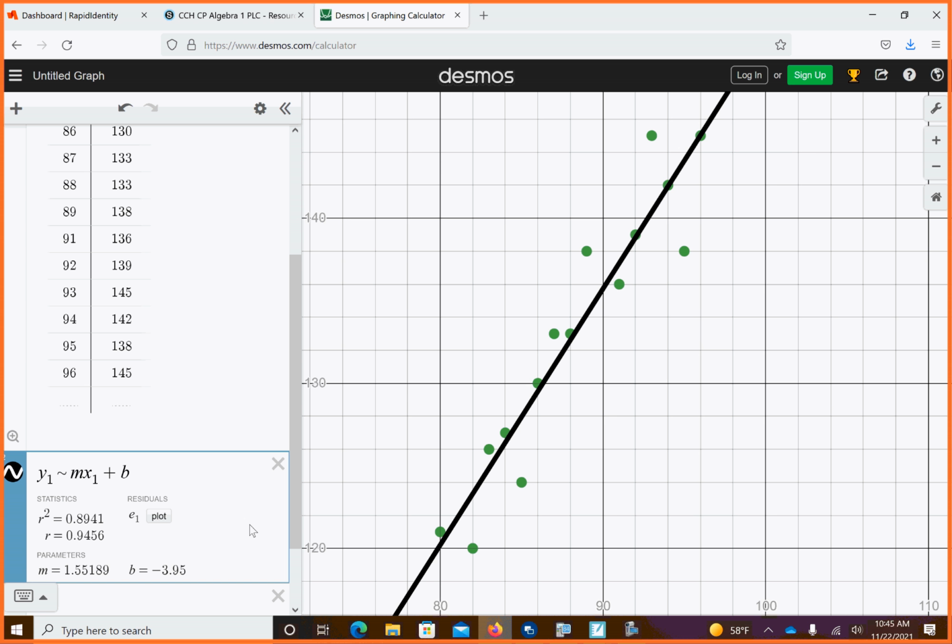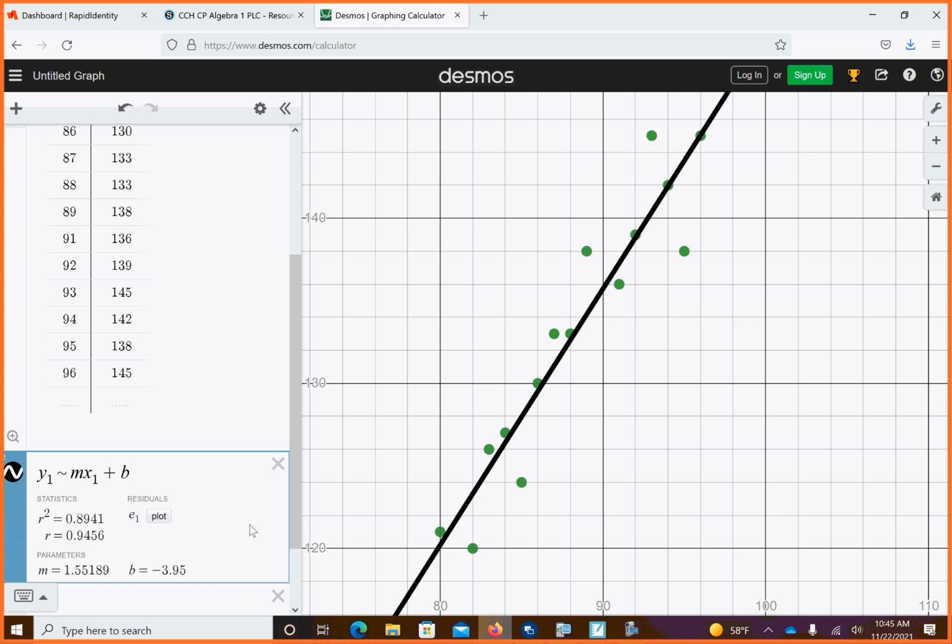M is your slope, so 1.55 is your slope. B is -3.95. Sometimes there's information that you do on the calculator, or on your phone, or on your computer, especially when you're doing lines of best fit. Sometimes things don't make complete sense. But down where it says statistics, there's an R² value. You don't worry about R² when you're dealing with straight lines. You just worry about R.